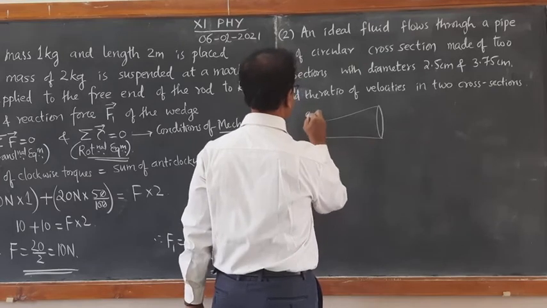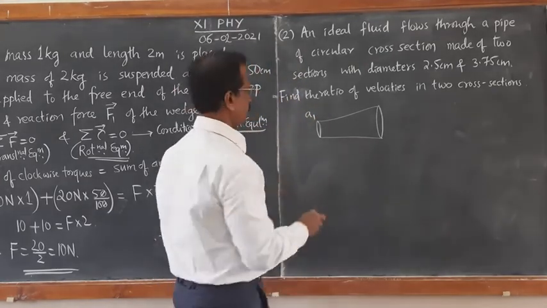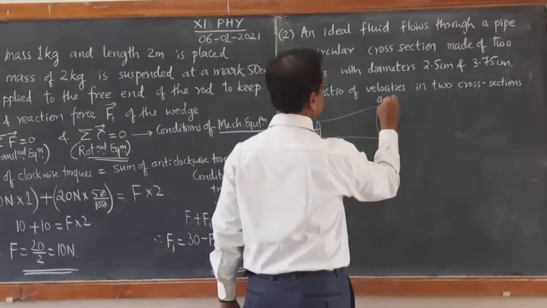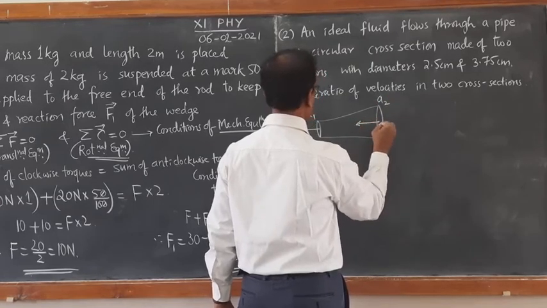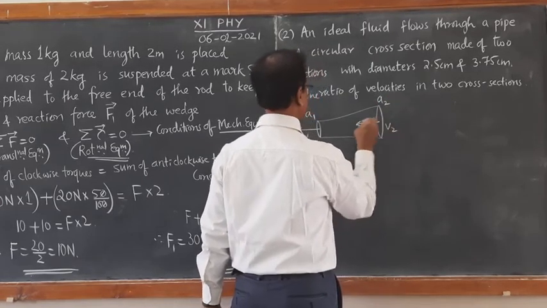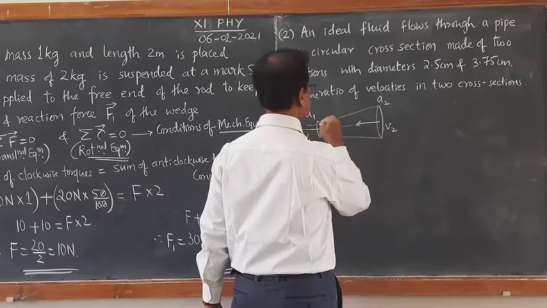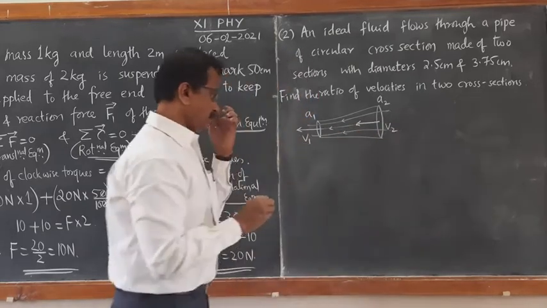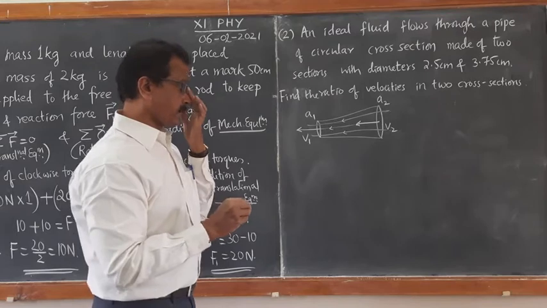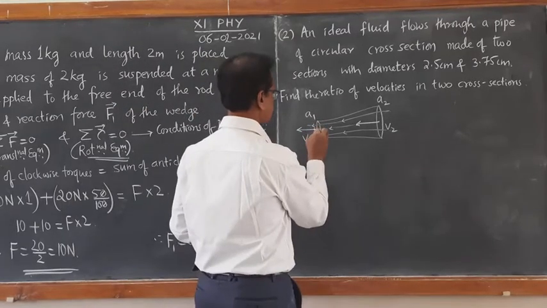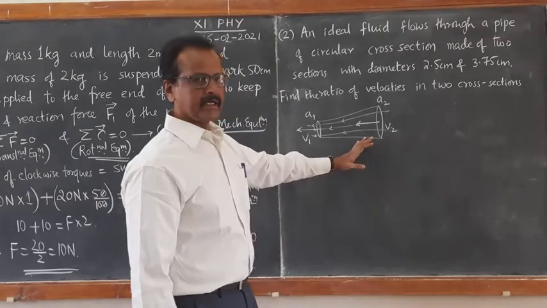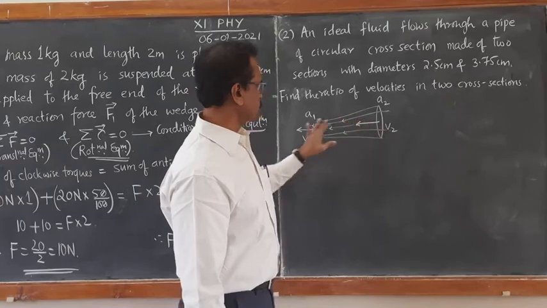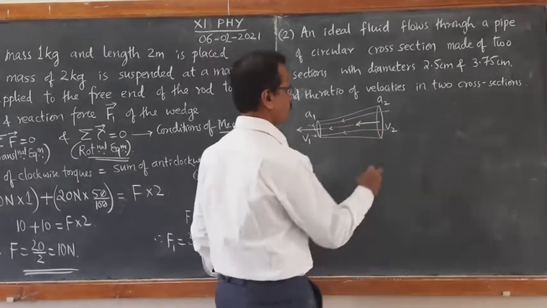If you take this as cross section A1 and flow of fluid as V1, and if you take this one as cross section A2 and flow of fluid entering as V2, suppose the fluid is entering and flowing like this, having a streamline flow, then we use the equation of continuity. Volume of fluid entering is equal to volume of fluid leaving. That is the equation of continuity.